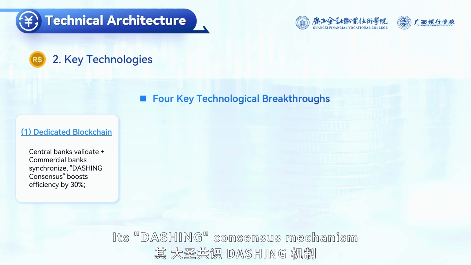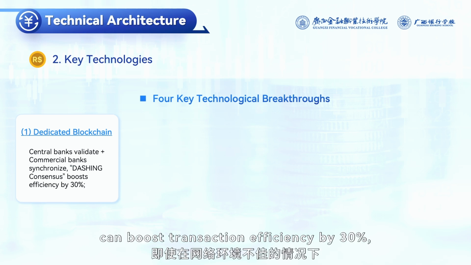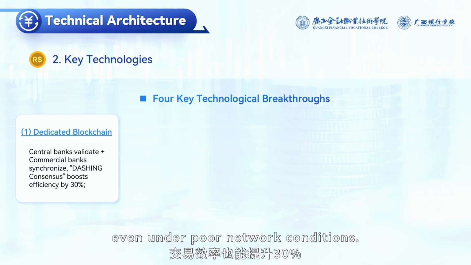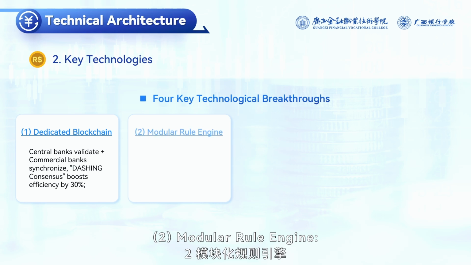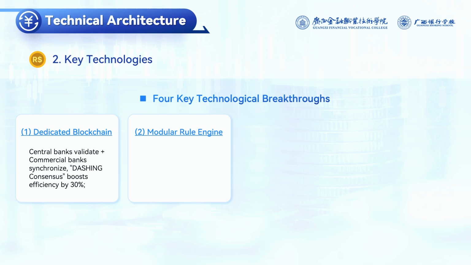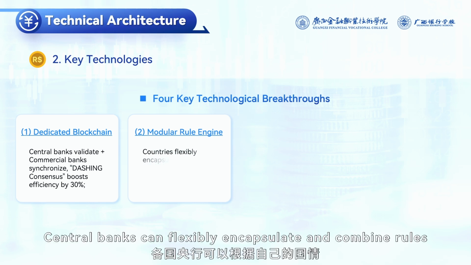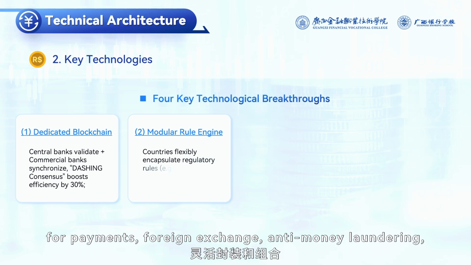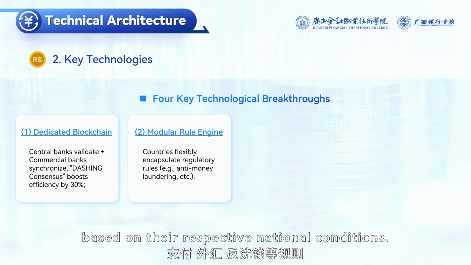Its DASHING consensus mechanism can boost transaction efficiency by 30%, even under poor network conditions. 2. Modular rule engine. This functions like a regulatory rule plugin library. Central banks can flexibly encapsulate and combine rules for payments, foreign exchange, anti-money laundering, based on their respective national conditions.